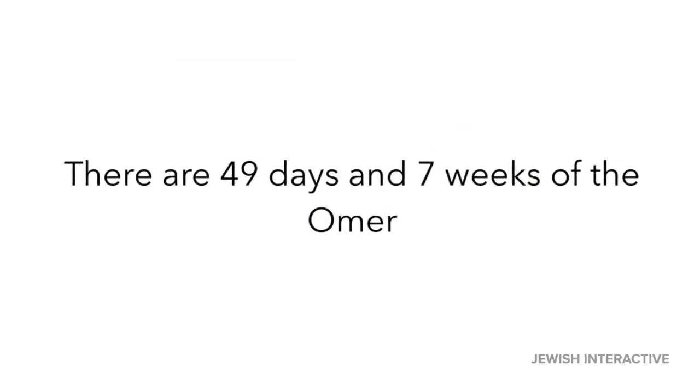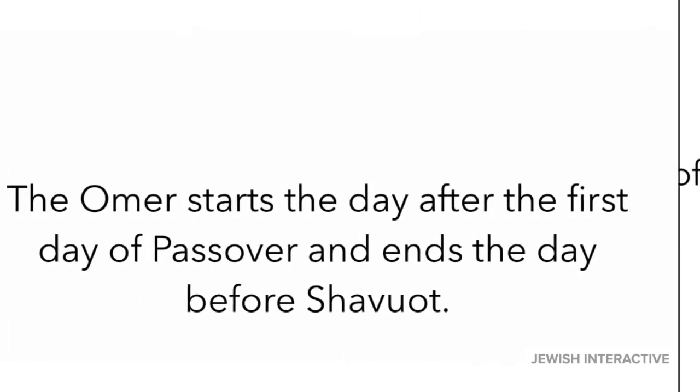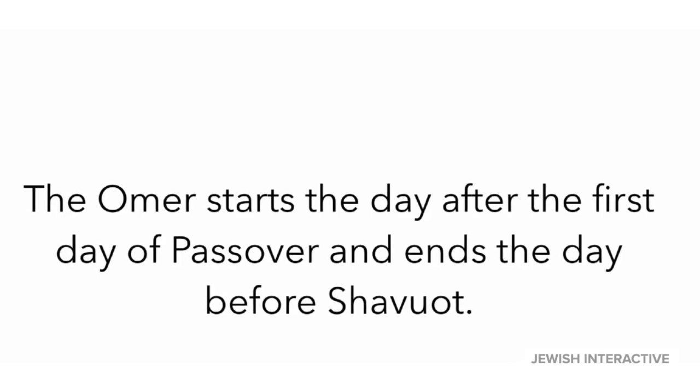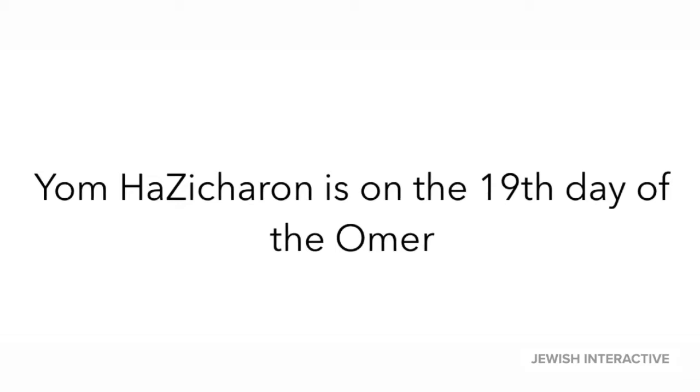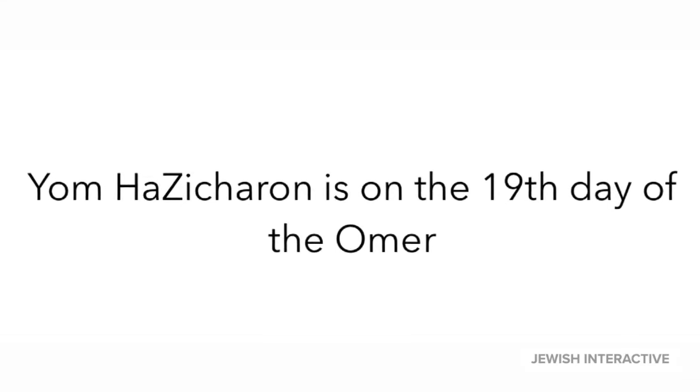There are 49 days and 7 weeks of the Omer. The Omer starts the day after the first day of Passover and ends the day before Shavuot. Yom HaZikaron is on the 19th day of the Omer.